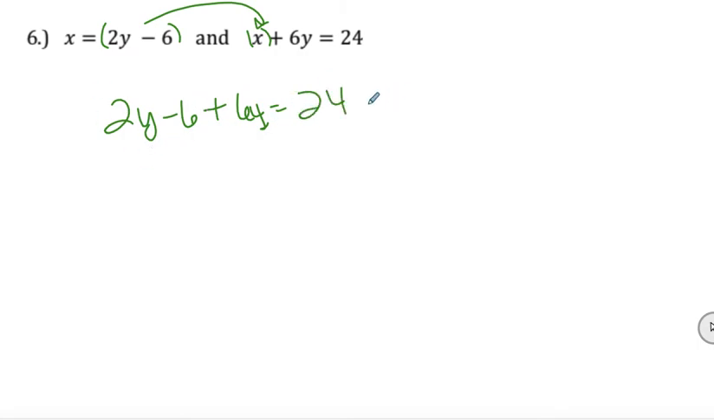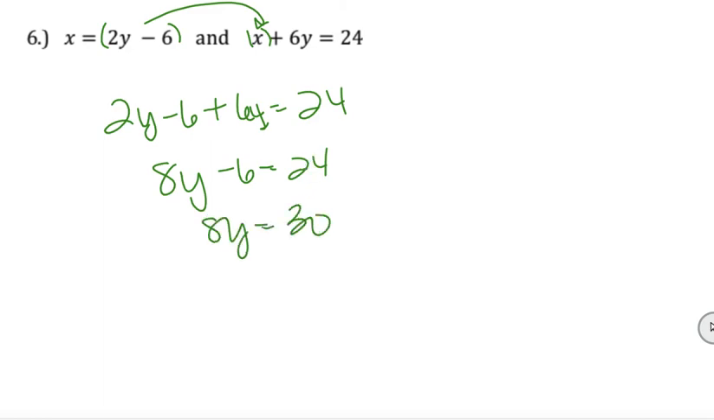If you want to hit pause, finish trying this problem out on your own, feel free. Hit play when you're ready. And here we go. Let's see how you did. 2 plus 6 is 8y. Bring down our negative 6 equals 24. Add 6 to both sides. 8y equals 30.